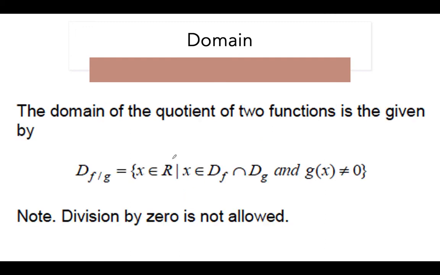What about the domain of a quotient of two functions? It's exactly the same as what we've been doing so far. The domain of a function f intersects with function g, but we have to keep in mind that the denominator g of x cannot be equal to 0, or else it will be undefined. So note, division by 0 is not allowed because any number over 0 does not exist.